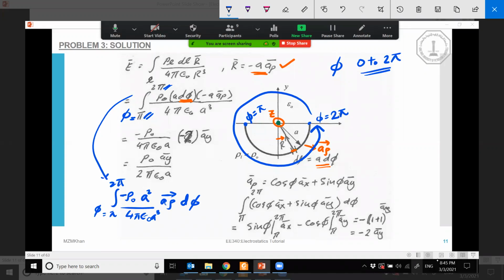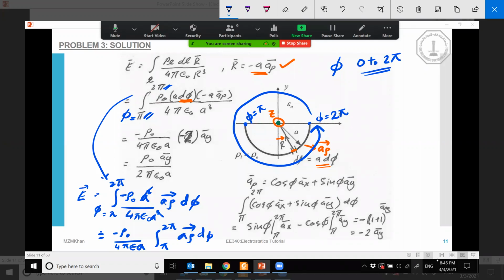This can go outside. So therefore, your electric field will be, this all will go outside. So minus rho 0 over 4 pi epsilon. You will have a here because a square and this will cancel. Now integral pi to 2 pi a rho d phi.